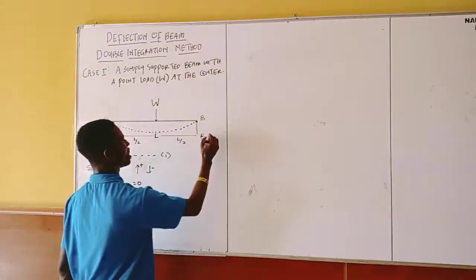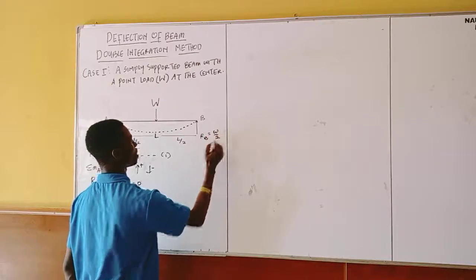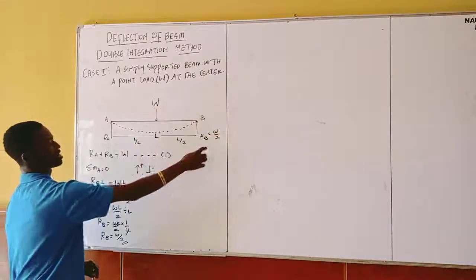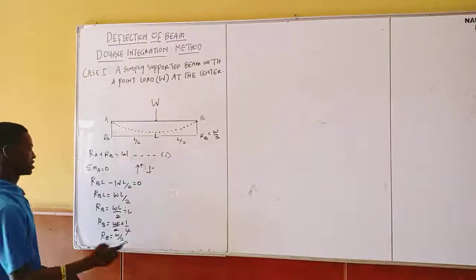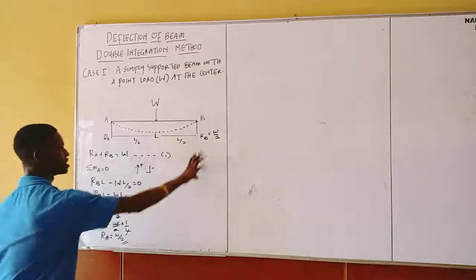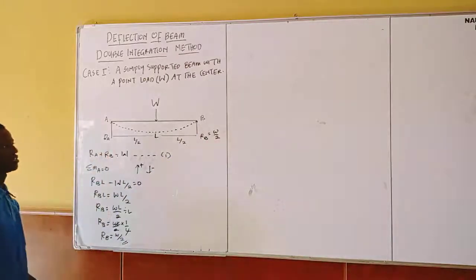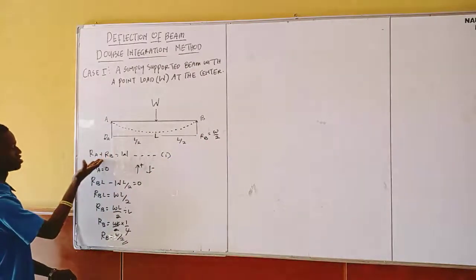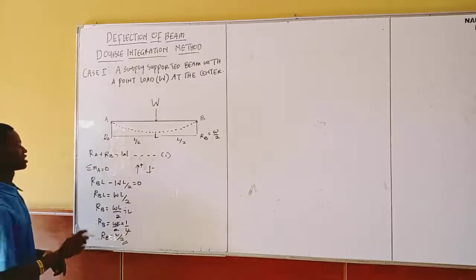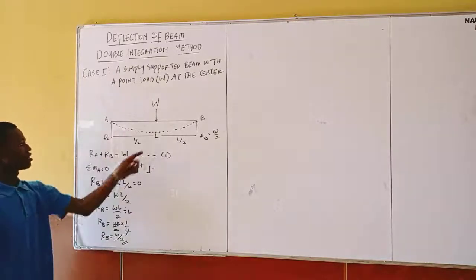So in this case, my RB is W over 2. This is the force that is countering this weight at this support. So in this case now, since I know the value of my RB, I can decide to take my moments at RB to find the value of my RA. But since I've already established my equation that RA plus RB must be equal to W.